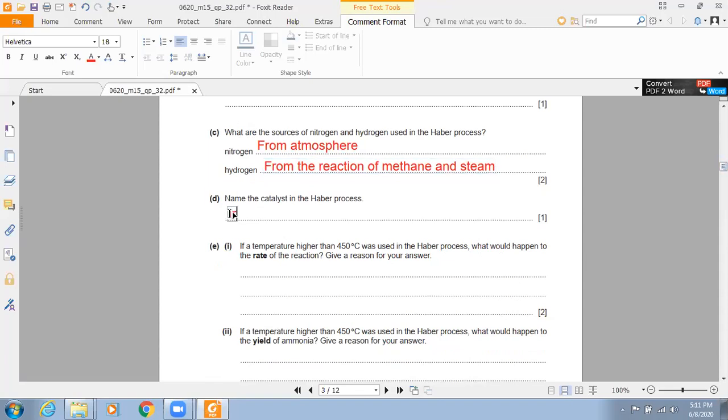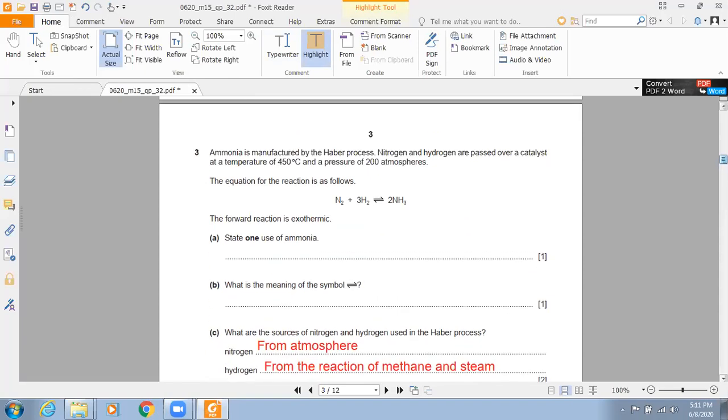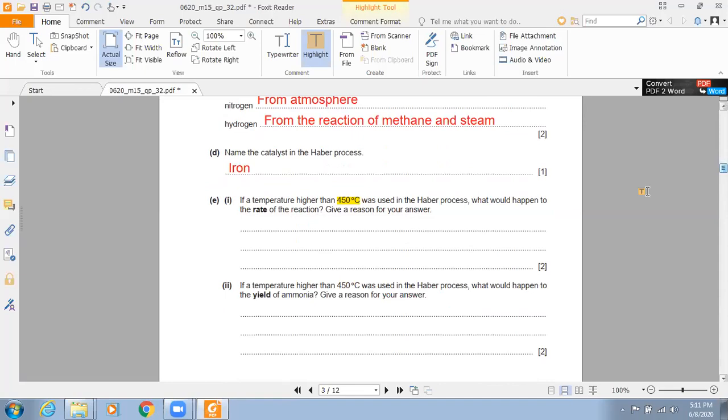This is iron, right? Okay, you have to notice this one very carefully. If a temperature higher than 450 degrees Celsius was used in the Haber process, what would happen to the rate of the reaction? Give a reason for your choice. So let us go back if you forgot by this time. This reaction is what? Exothermic. That means the forward reaction is exothermic. And what is our knowledge? I'm repeating this one.